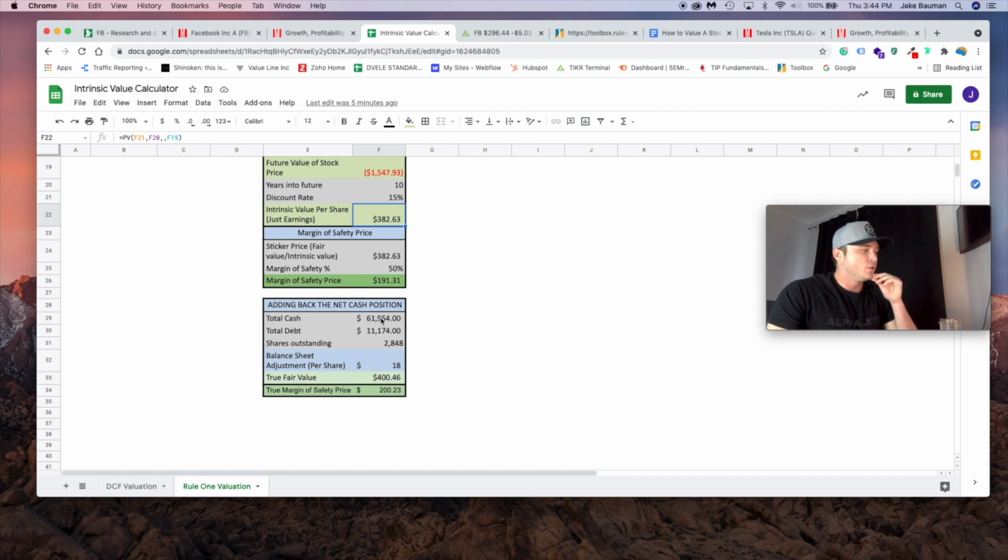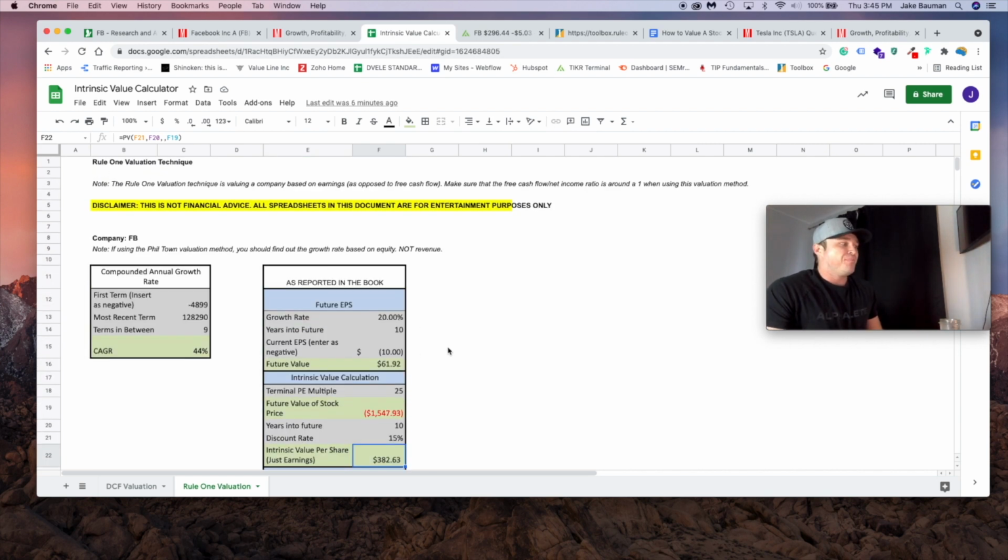So for Facebook, this is a good thing because they have more cash, right? So it's going to actually increase our value. But if it had a lot of debt, it's going to decrease the value of the stock. So you're just going to take the total cash, just like I showed you in the DCF model, total debt, total shares outstanding, and then we're going to do a balance sheet adjustment on a per share basis. Because they have more cash, we can give them the benefit of the doubt and actually add that back to our valuation here because they're doing a great job. They're managing their debt loads, producing a lot of cash. So we can add $18 per share to our valuation. So the true fair value, or sticker price, is $400, and our true margin of safety is $200.